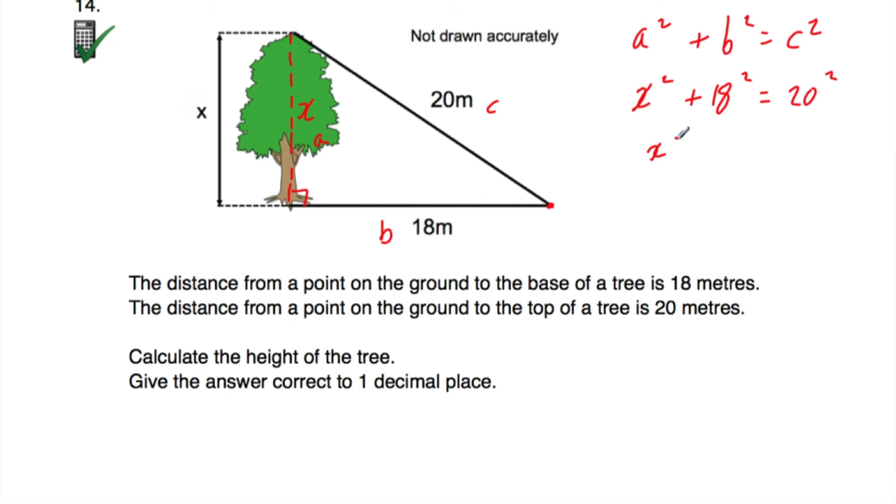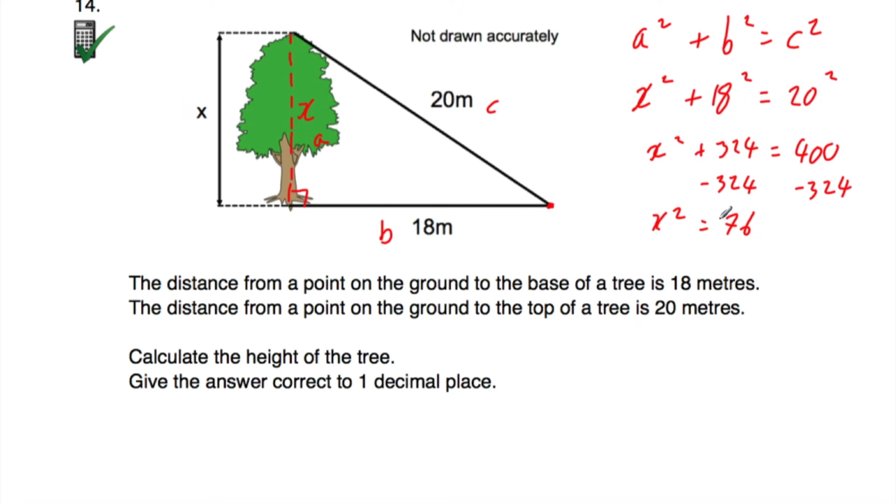So we've got x squared plus 324 is equal to 20 squared, and 20 times 20 is 400. So we've got the x squared plus 324 is equal to 400. Now let's subtract 324 from both sides of our equation. So we're going to be left with x squared is equal to, and when we do 400 take away 324, that's equal to 76. So the height of the tree squared is 76. Obviously it's not 76 meters.